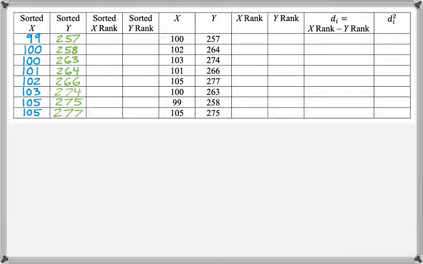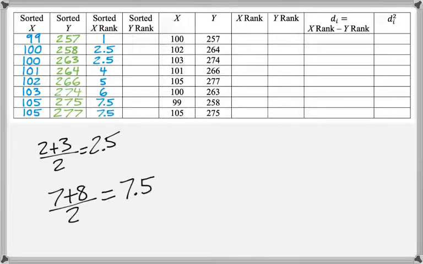Next, we find the rank for the x values. So 99 gets a rank of 1. Because there's a tie in the second and third position, we take the average. So both 100s get a rank of 2.5. 101 gets a rank of 4. 102 gets a rank of 5. 103 has a rank of 6. And because there's a tie for the 7th and 8th rank, we take the average, and both 105s get a rank of 7.5. Now, because the y values have no ties, the ranks are just 1 through 8.